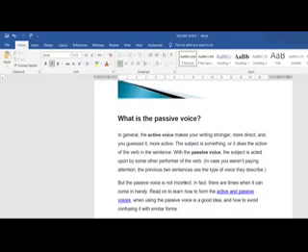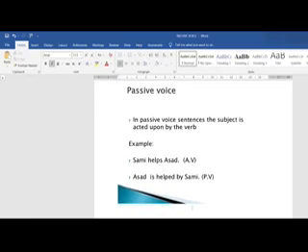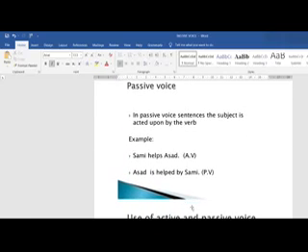But the passive voice is not incorrect. In fact, there are times when it can come in handy. And we have already written there later how these things will come in handy for you and how to use them in a different way. So passive voice, it is written that the subject is acted upon, what I told earlier, by the verb.